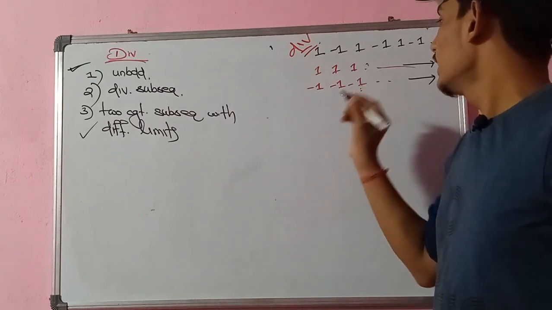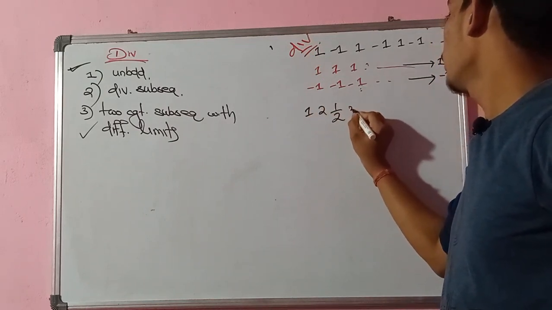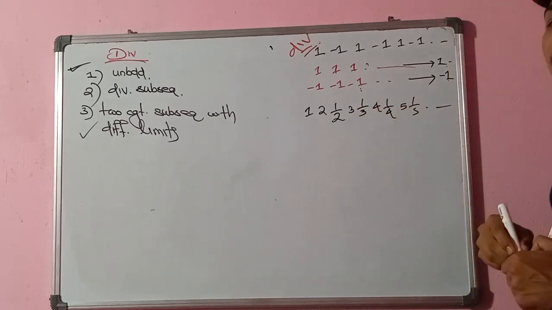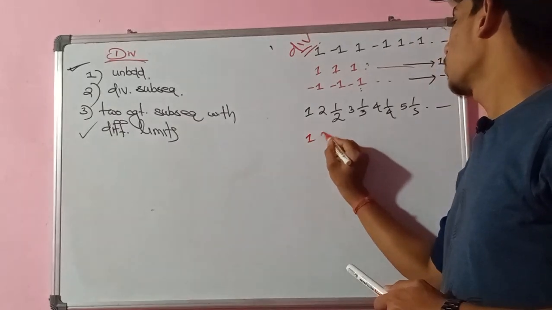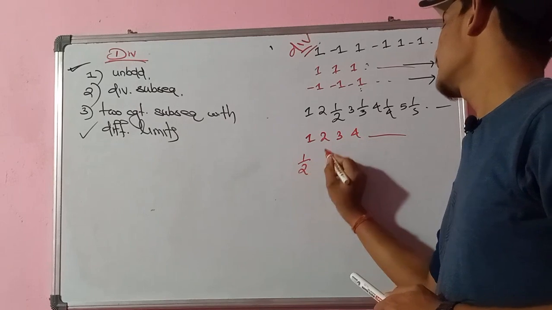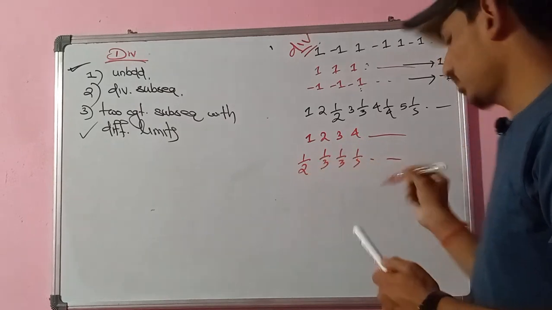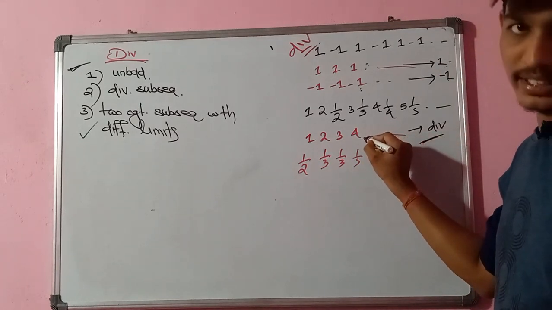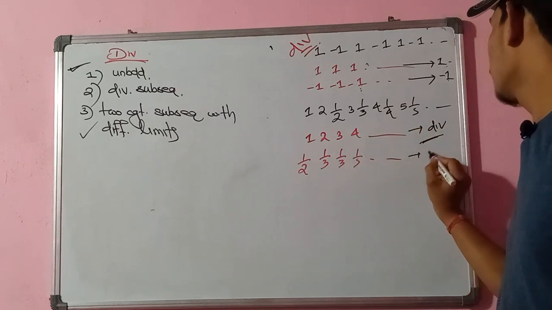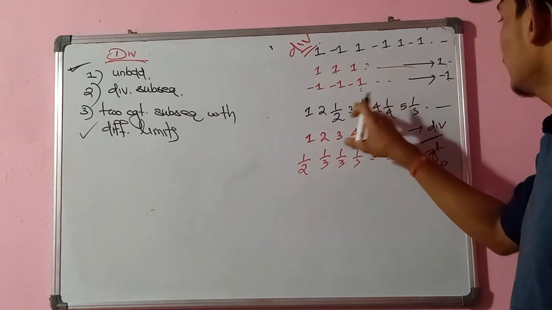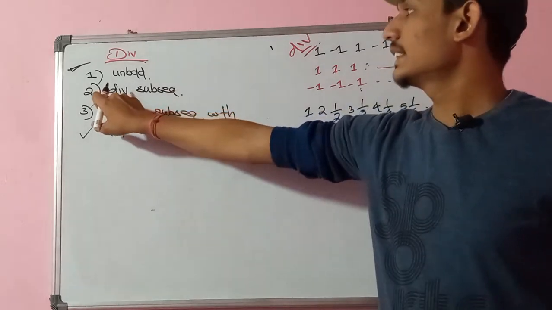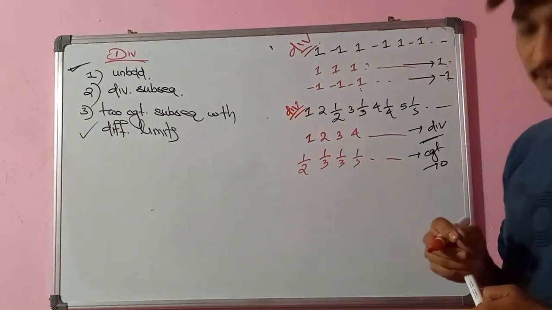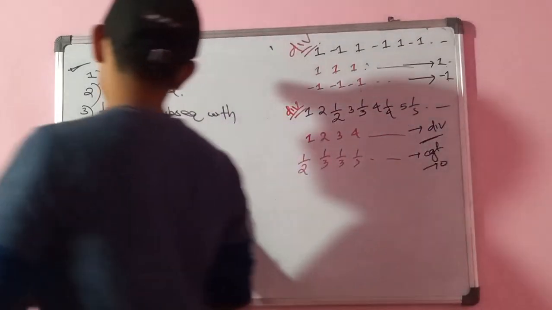Let's suppose another sequence: 1, 2, 1/2, 3, 1/3, 4, 1/4, 5, 1/5. This is my sequence. I can also divide it into two subsequences. One is 1, 2, 3, 4, and another, let's say, 1/2, 1/3, 1/4, 1/5. We know the first is divergent because it is unbounded, not bounded above. And the second is convergent and converges to 0. So this sequence has a divergent subsequence, the second case too, so this sequence is also divergent. Clear?